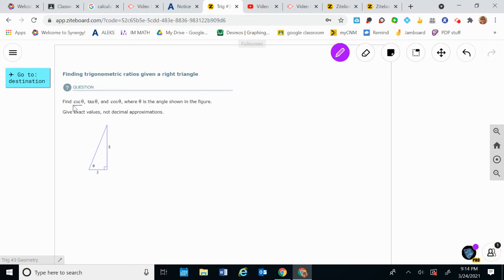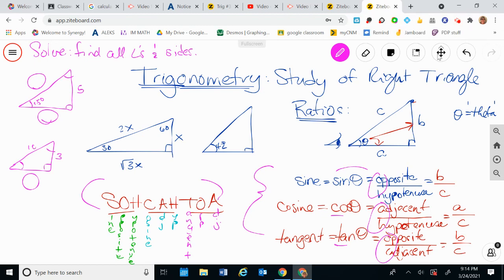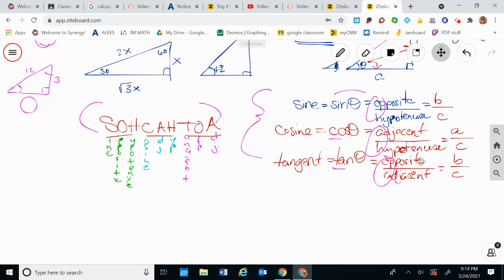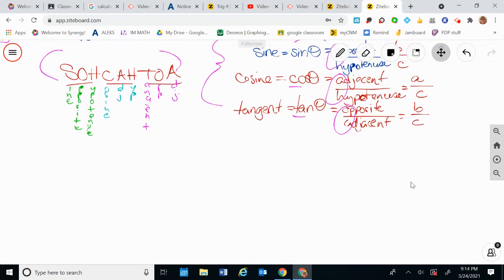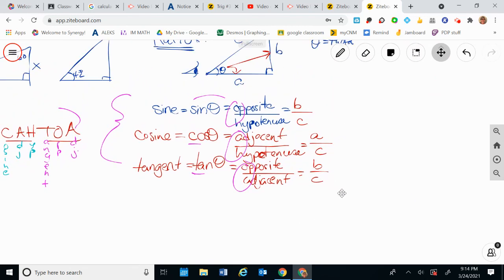Okay, see this? That's new. Give exact values, not decimal approximations. Which means I have to go back and teach you about the next 3 ratios. So here we go. I'm going to add this to your notes.